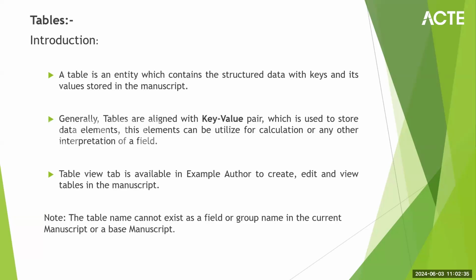The table name cannot exist as a field or group name in the current manuscript or base manuscript. So we use a table to store data with a key and value, like key and value as well, to retrieve whatever data is there in the table. When you have multiple data of a single company, in that case we use this table structure to store the data.